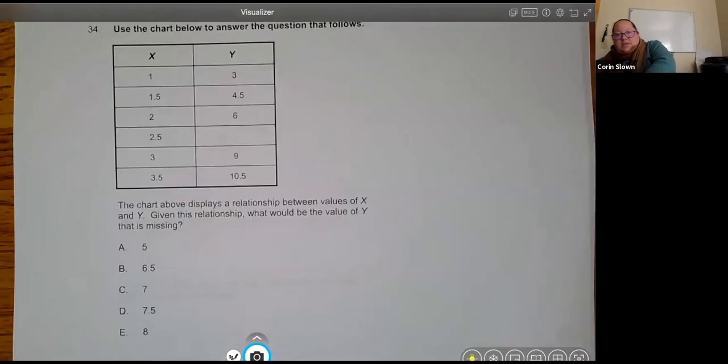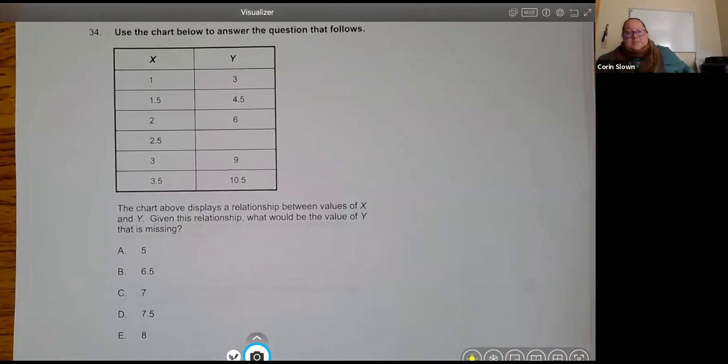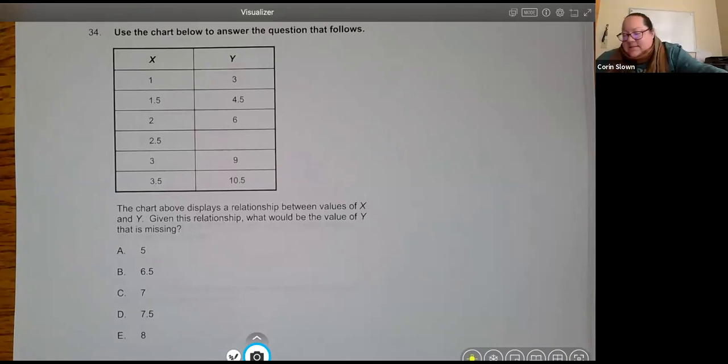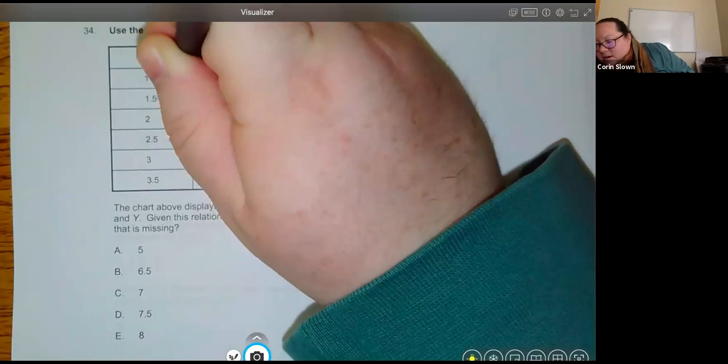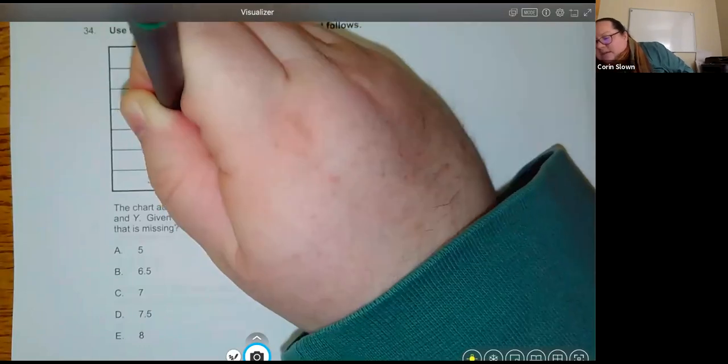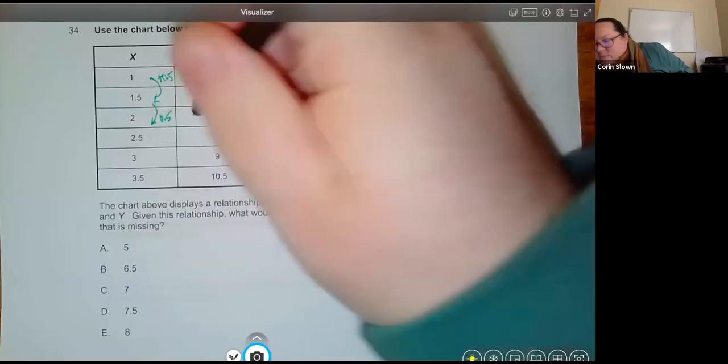Use the chart below to answer the question that follows. Chart above displays a relationship between values of X and Y. Given this relationship, what would be the value of Y that is missing? Okay, so this is a great example of where we need to use pattern analysis. So let's think about the pattern analysis that we can use here. So what is the difference between 1 and 1.5? Right, so if we're thinking about that in terms of structure, the difference between these is I'm adding 0.5, and here I'm adding 0.5. So each of these adds 0.5.